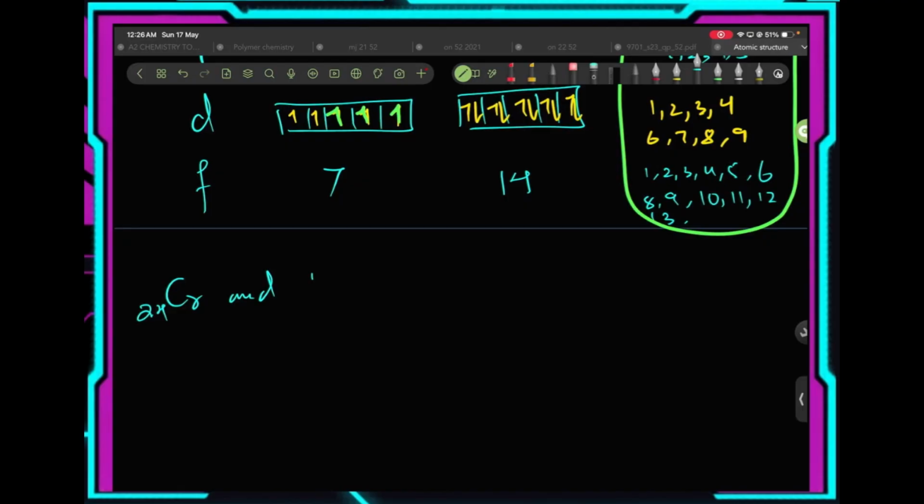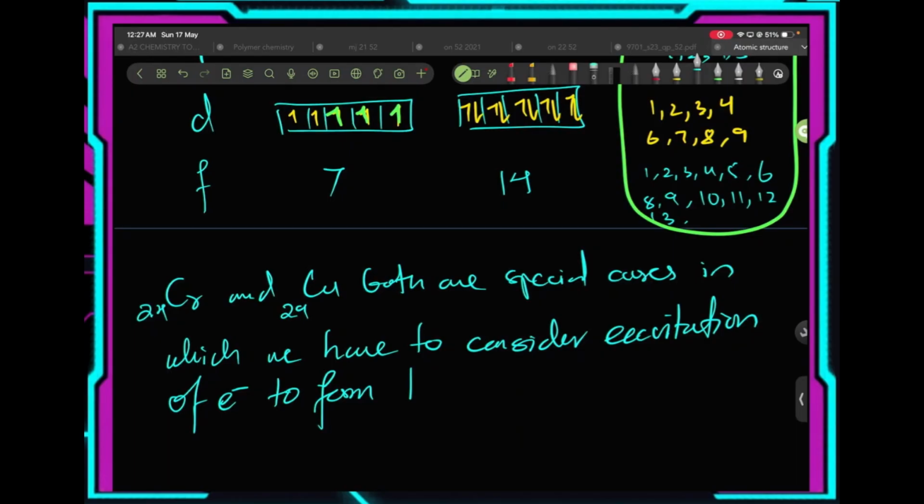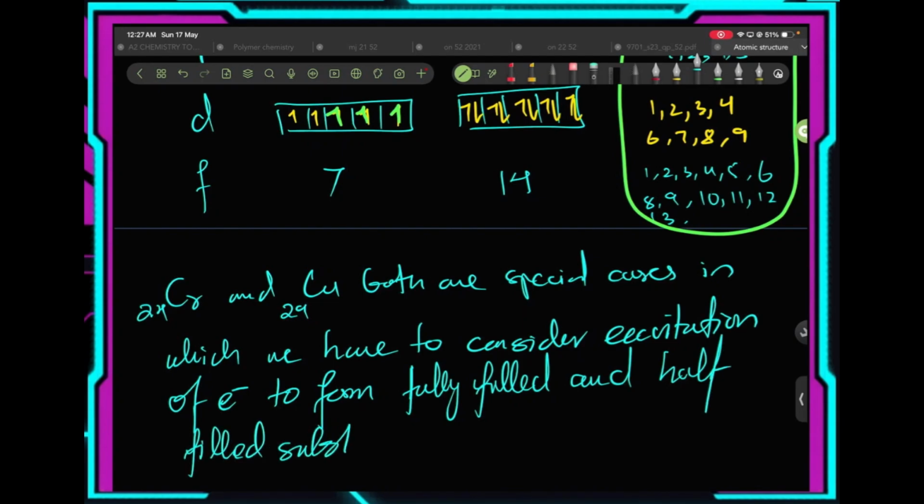So chromium 24 and copper 29 are both special cases in which we have to consider excitation of an electron to form fully filled and half-filled orbitals, half-filled subshells. These are the only two cases in which you'll consider this.